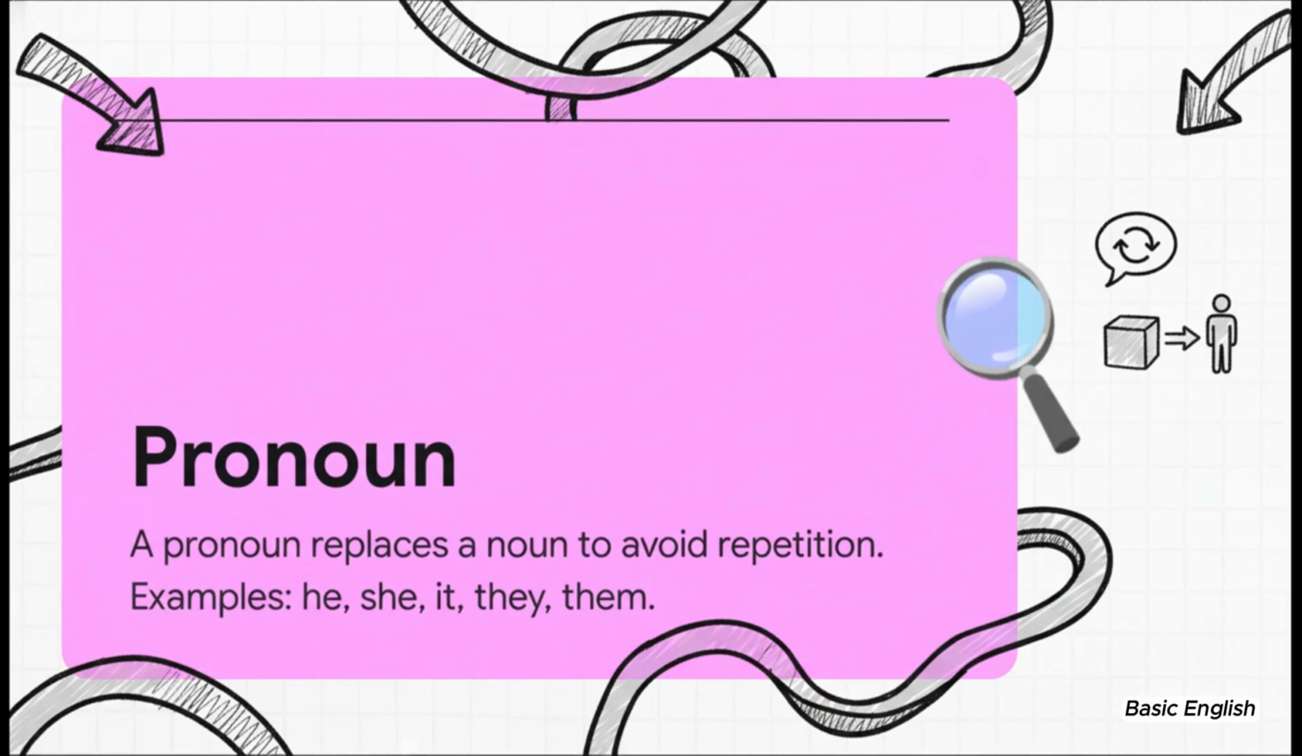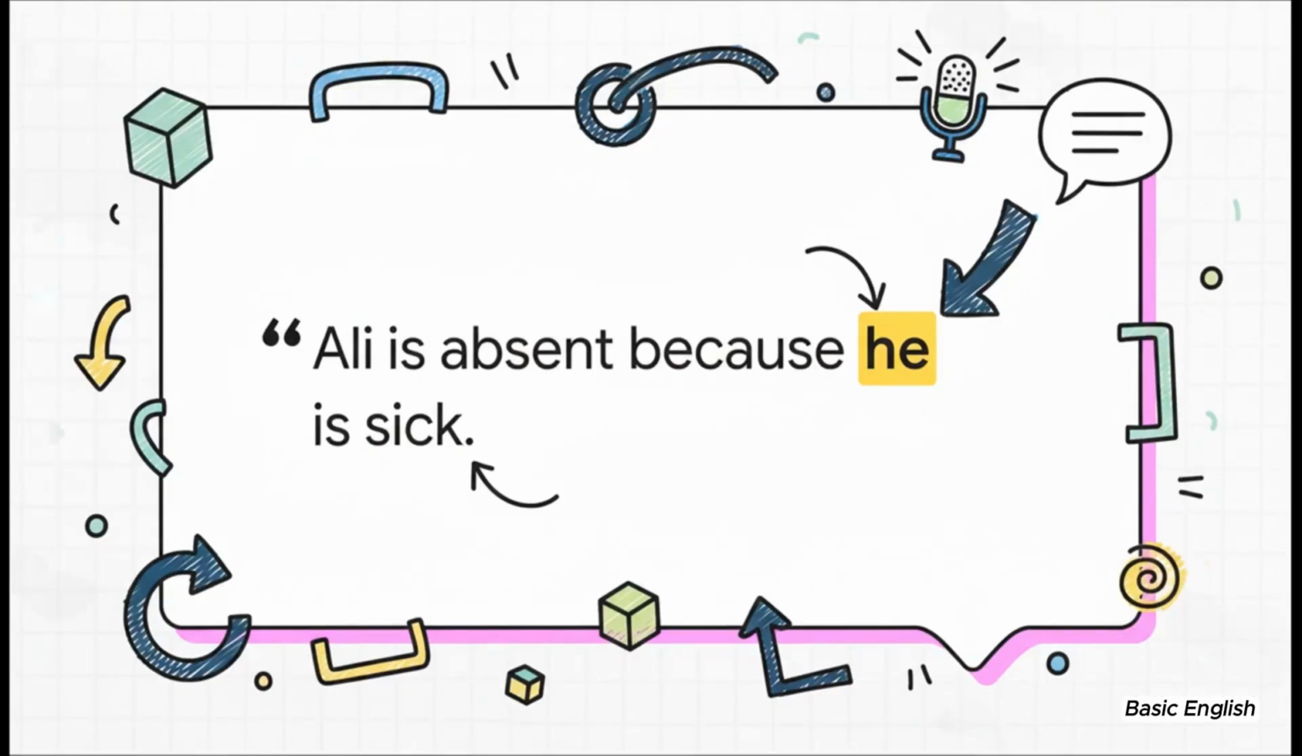But saying the same name over and over again gets pretty boring, right? That's where our next building block, the pronoun, comes in to save the day. Think of pronouns as these super efficient stand-ins that just make our sentences flow way better. So, for instance, instead of saying Ali is absent because Ali is sick, which is kind of clunky, we just swap in the pronoun he. See? It's cleaner, it's faster, and it just sounds way more natural.